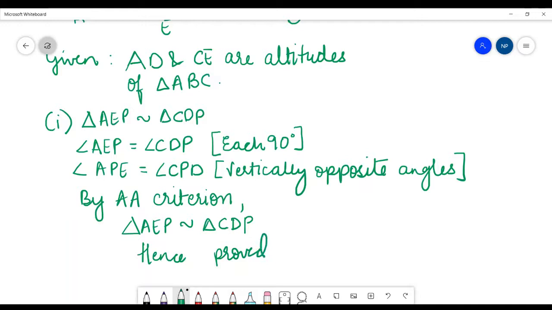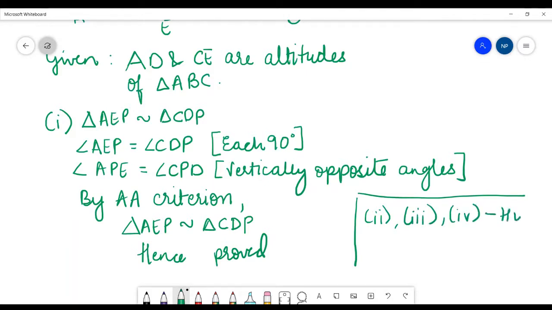Like this, you will do the rest of the three as homework. The second, third, and fourth parts of question number 7 are your homework. It is very easy, children. You just have to use your brain. And I will also give you a hint: you can prove all these three with the help of AA criterion. Now let us move on to the next question.